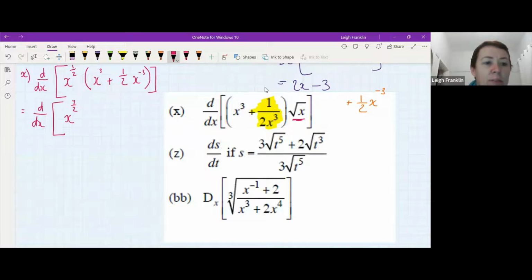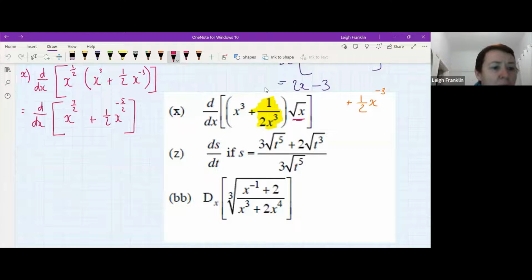And then I'm going to multiply my x with my second term. So 1 times 1/2 is 1/2. And when I multiply like bases, I keep my base and I add my exponents. So now -3 plus 1/2 is going to give me -2.5. That's going to give me -5 over 2, if I haven't made a mistake with my fractions.